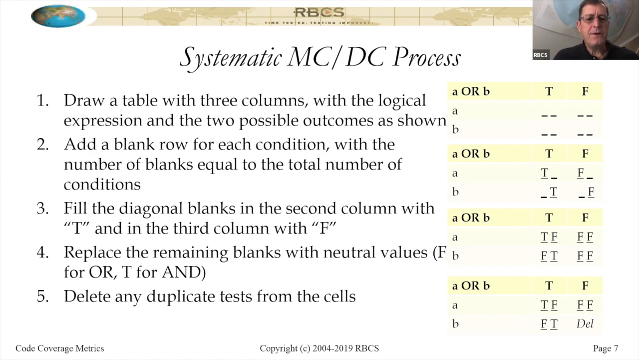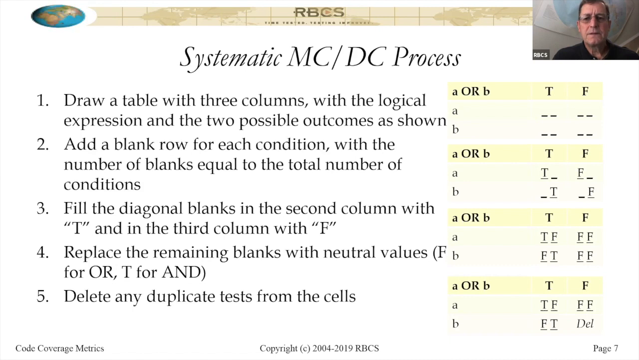Now in the B row, we do the same thing except allowing B to drive the decision. So we replace the blank that preceded B with a false, and we replace the blank that preceded B with a false in the F column as well. So false or true is going to be true. False or false is going to be false.